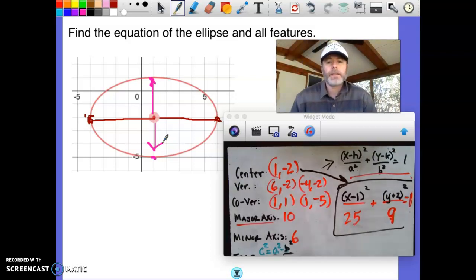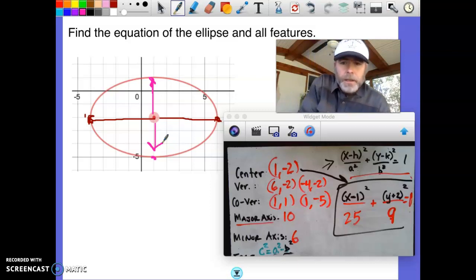You want to practice this just a little bit. You get a few problems where they give you graphs and you go to the equation. So good luck, my friends.